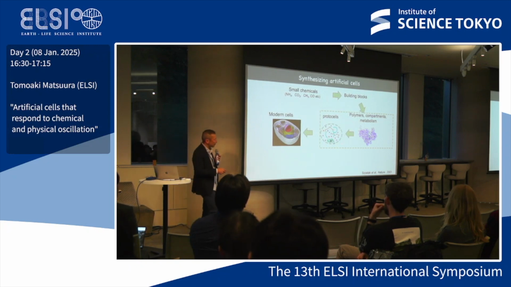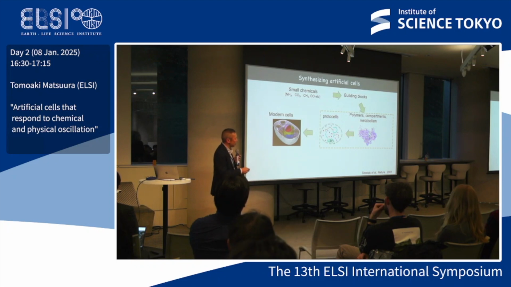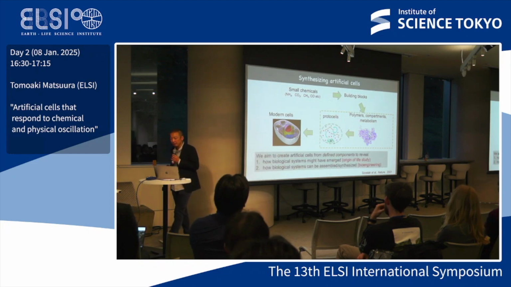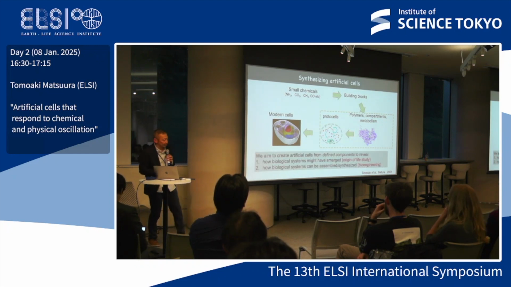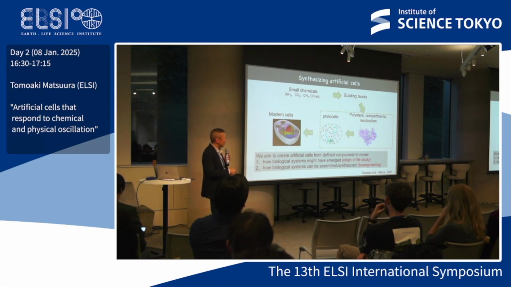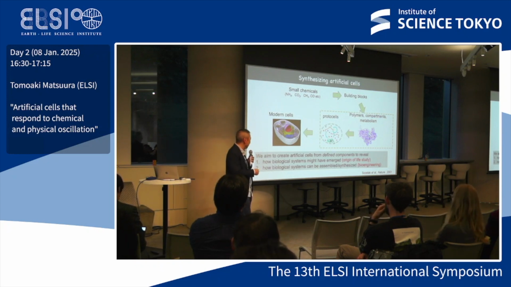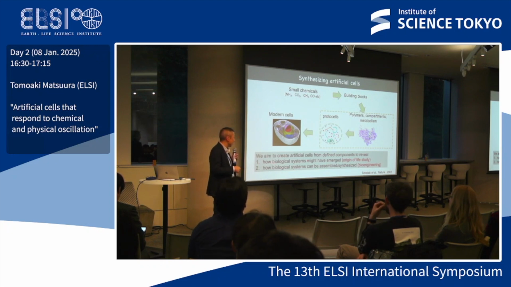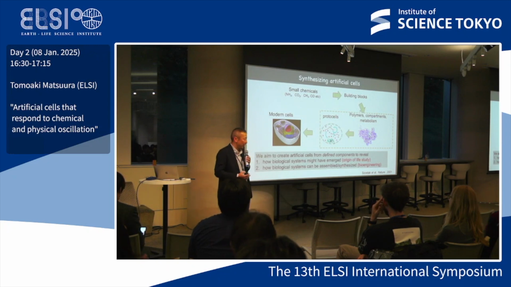So we try to start from biomolecules and assemble living systems. The challenge is that we aim to create artificial cells only from defined components. The objective of this research is, first of all, to understand how biological systems might have emerged. So it's a kind of origins of life research.